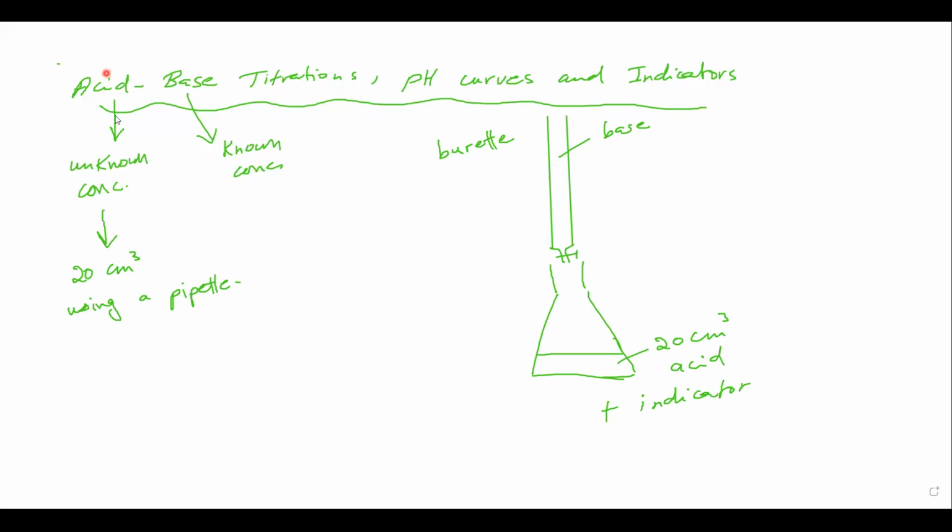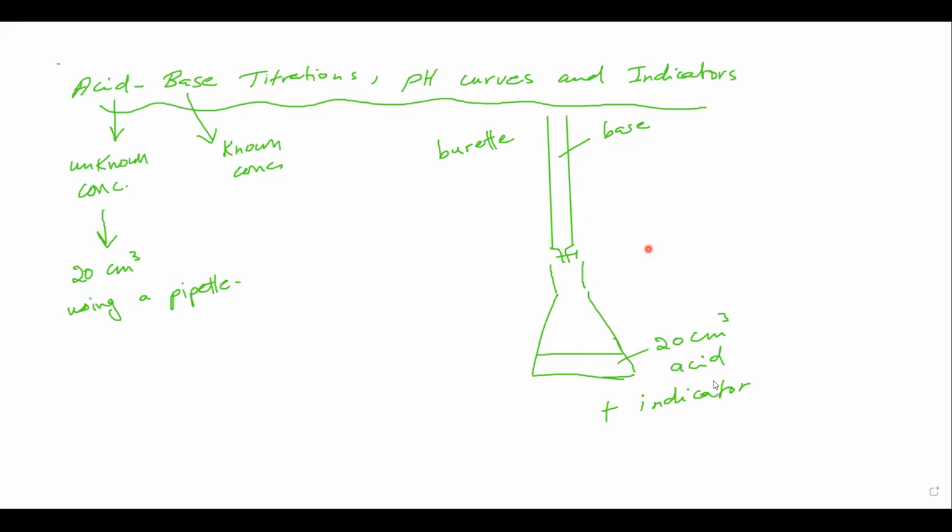So here we have, for example, an acid with an unknown concentration. So we take 20 centimeter cube using a pipette and we place it in the conical flask, and we place the base with the known concentration in the burette. As I told you, it doesn't matter. Even if the base is the one with the known concentration, we can place it in the conical flask and the acid in the burette.